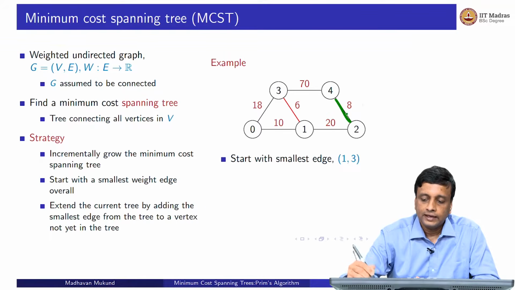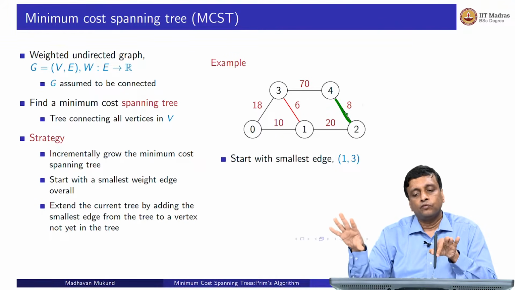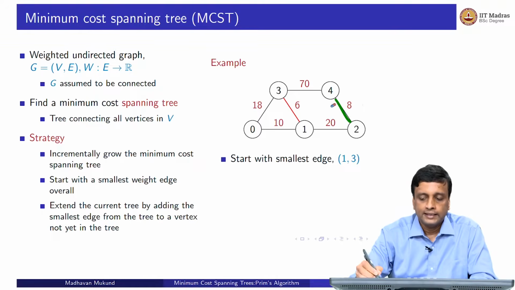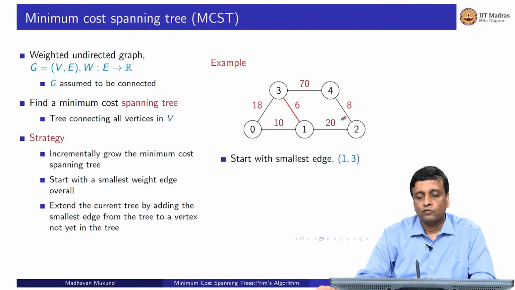if I add the edge 8, then I will have two disconnected components. I would have 2, 4 and 1, 3. So, I cannot add the edge 8. So, I have to add among the others the smallest edge to extend the tree. So, for instance, I would pick the edge 10, because 10 is the smallest of these.